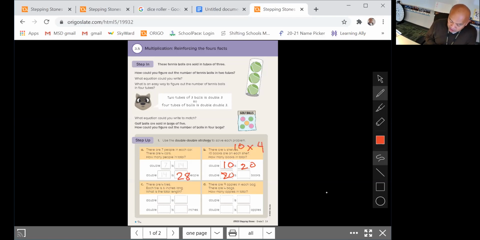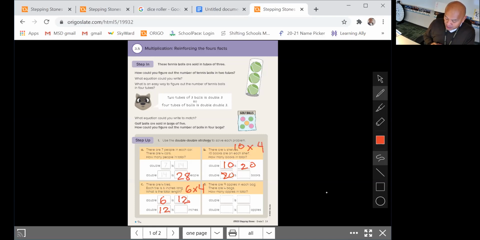This one, there are 4 tiles. Each tile is 6 inches long. What is the total length? So that multiplication is 6 times 4. And again, what are we going to double? The 6 or the 4? We're going to double what is not a 4. So that happens to be the 6. So double 6 is 12. And then double 12 is, I'm not going to tell you, you've got to figure it out. I'm just setting it up for you. You guys have to figure it out, okay?